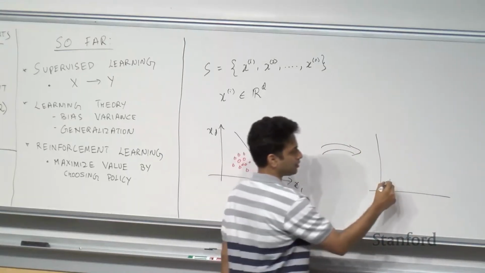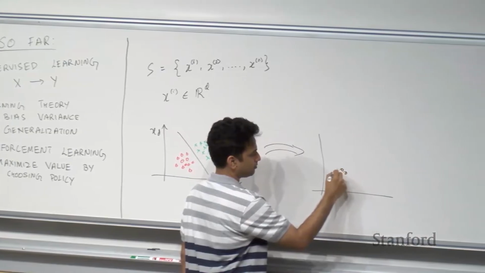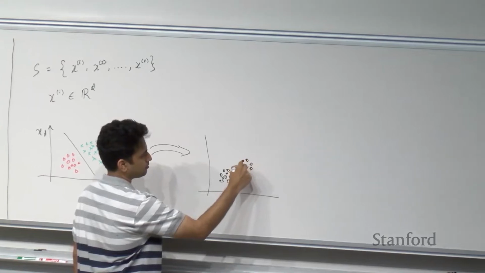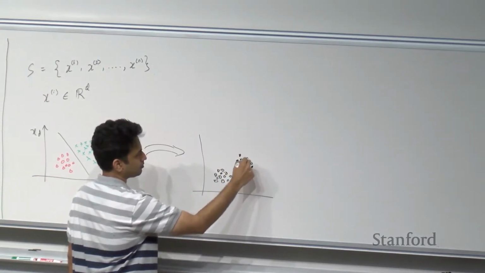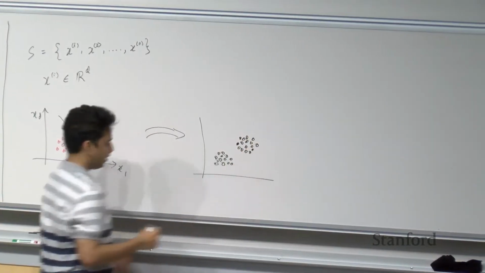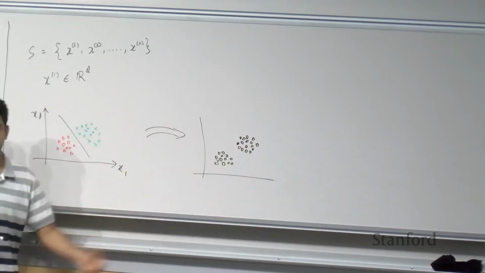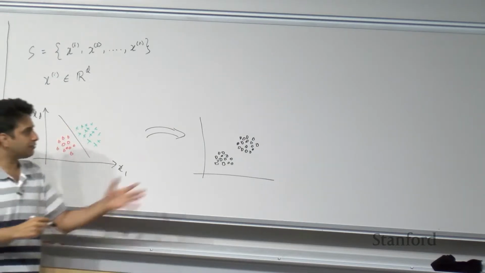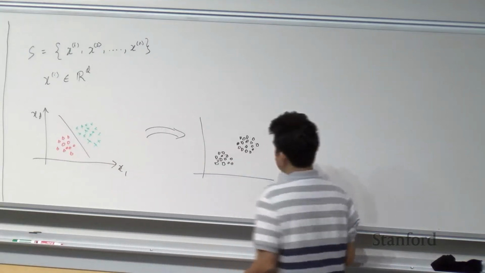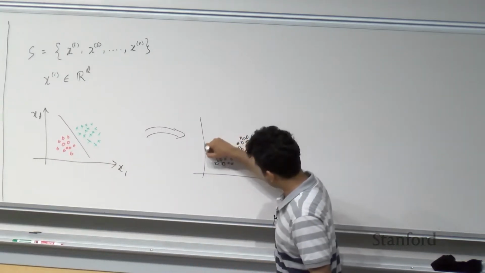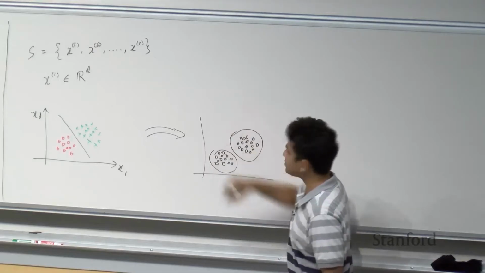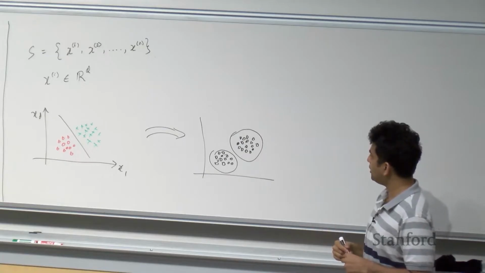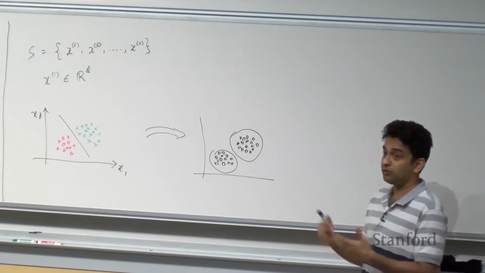We are given some points, just the x's, and our goal now is to learn some kind of an interesting structure here, right? Previously we had the correct answer for each input. Now we are just given a collection of x's, and a reasonable structure to find in this are these two clusters. So loosely speaking, we want to look for such structures when we are given just x's.